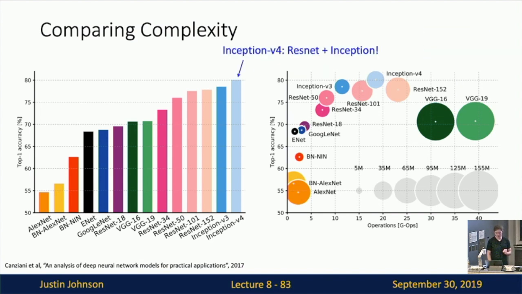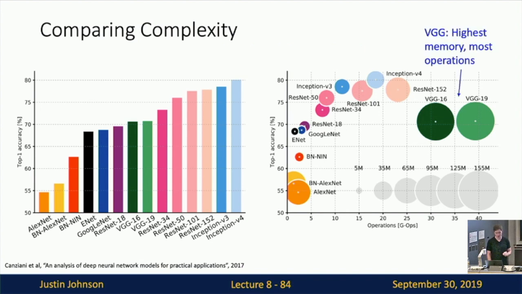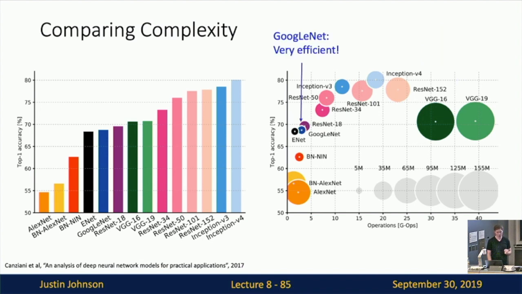Here you can see that Google has been going on. They have Inception versions 2, 3, and 4, and Inception version 4 plus ResNet. I don't want to talk about the details of those. But you can see from this plot that VGG has very high memory, takes a ton of computation, and is just kind of an inefficient network design overall.